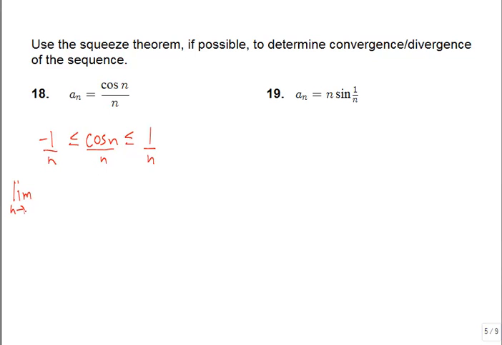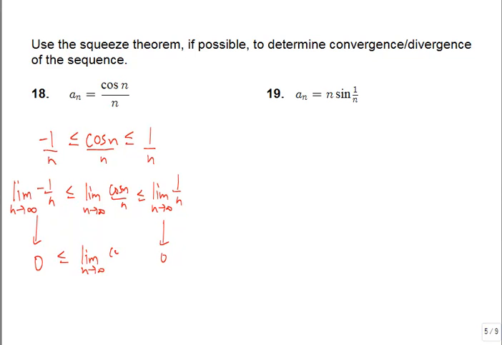So if I take the limit as n goes to infinity of the left, the middle, and the right, then these limits have to satisfy this inequality as well. And we know that the limit of 1 over n as n gets really, really big goes to 0. And likewise, the limit of -1 over something really, really big goes to 0. So if the limit of cosine of n over n is bounded between these two, then the only place it has to go is 0 as well.